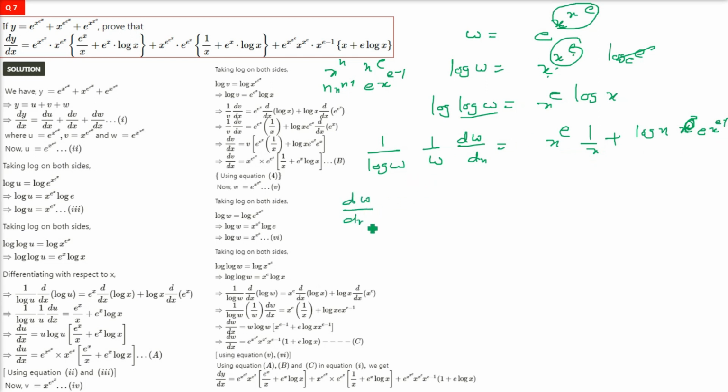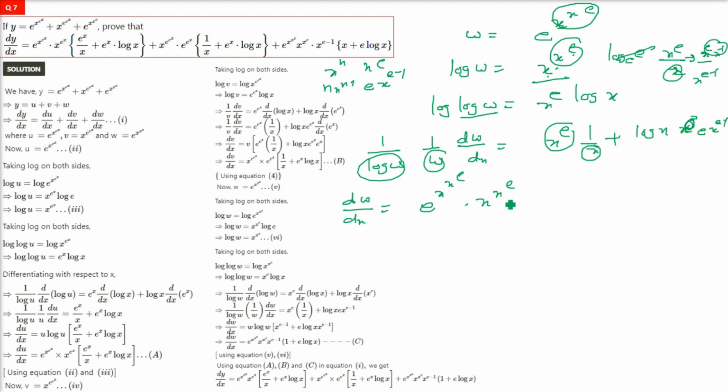1 by w log w will go on the right. So dw by dx will be e to the power x to the power x to the power e, which is w only. Log w we will take from the second step, which is x to the power e. And here, see, x to the power e by x is nothing but x to the power e minus 1. So x to the power e by x is x to the power e, this x to the power minus 1 will go up and the powers will get added. So x to the power e minus 1.